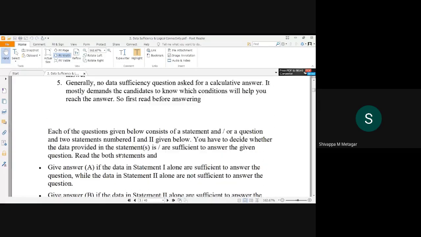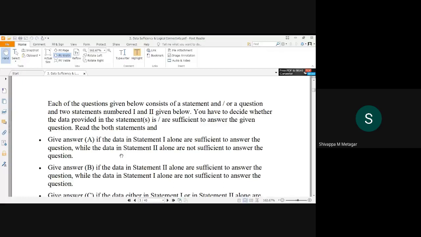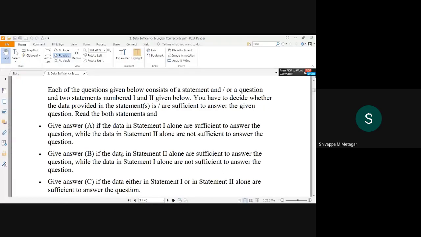See what the possibilities are, how the questions will arrive, and then how you have to answer each of the questions given below. It means a question consisting of a statement and two statements numbered 1 and 2 given below. First they will give the question, then the statements below the question.